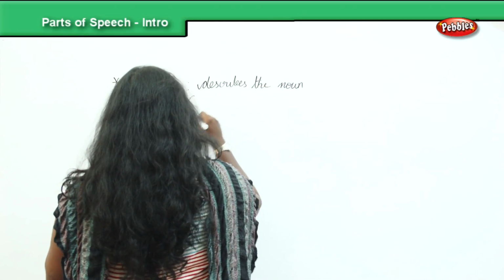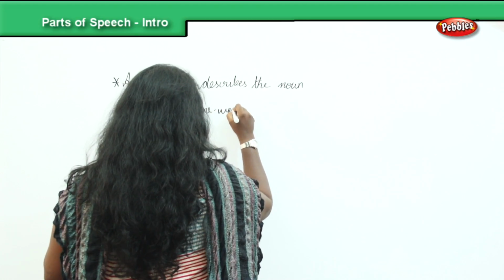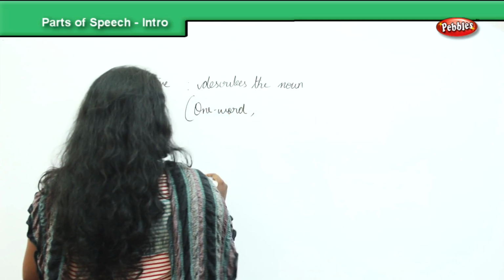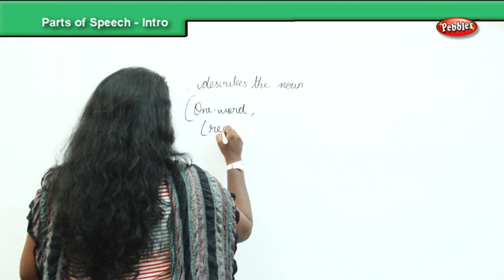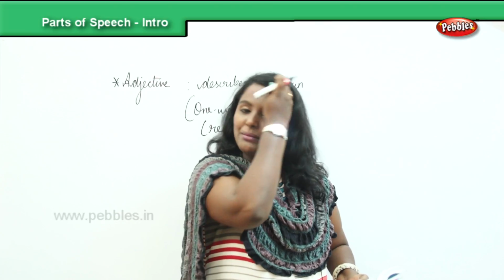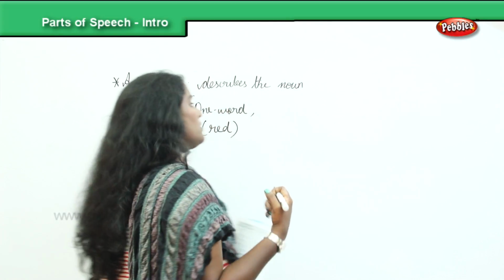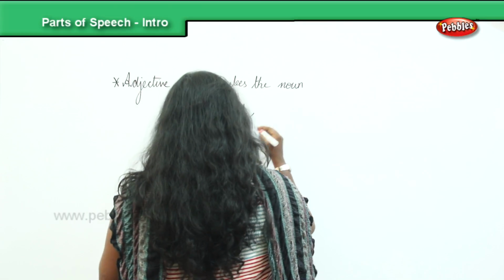So the different types can be a one-worded one, a single word. For example, red. She is carrying a red bag. So I am describing the bag that she is carrying. I am giving more information about the bag. So it can be one-worded.